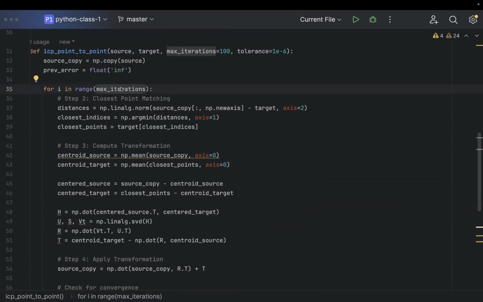Why did I put this in here? And why it's always a good idea to put it in if you're doing something like this. Any idea? What could happen if I didn't have this? If I just had while true?